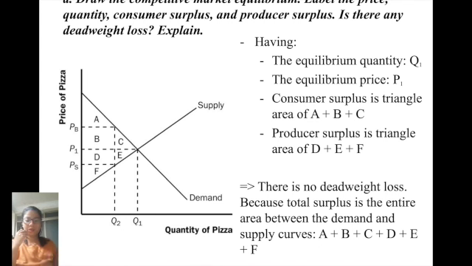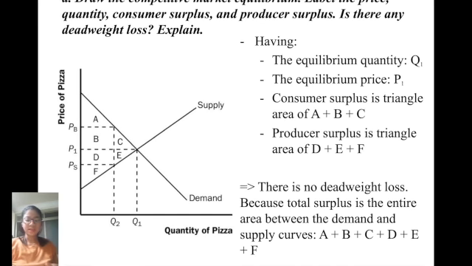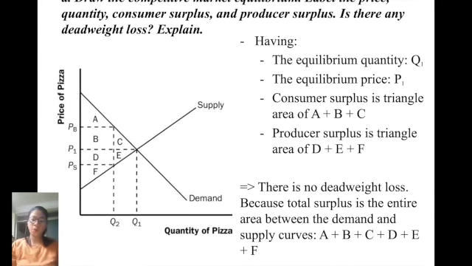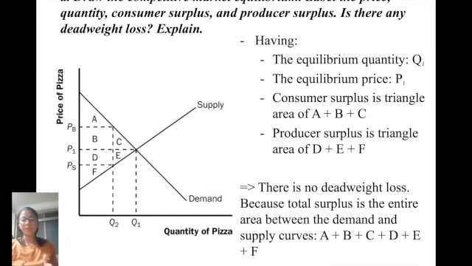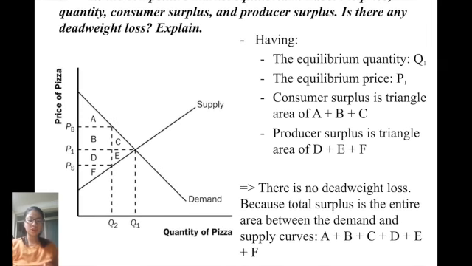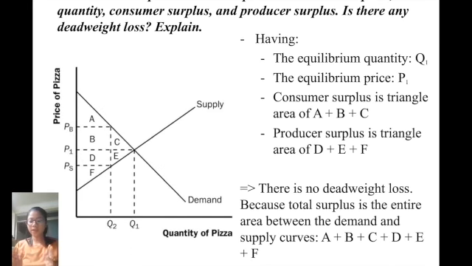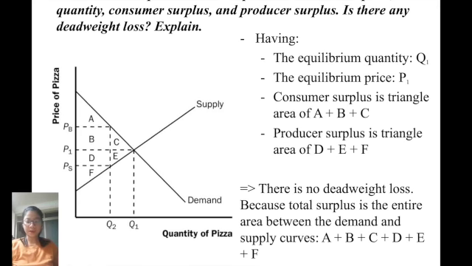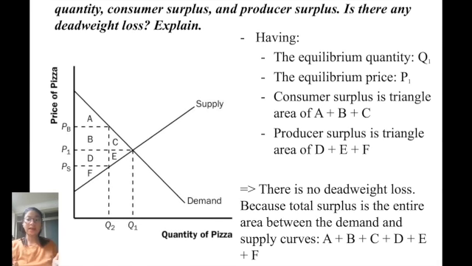Okay, now I will answer question 1 in the case and application of chapter 8. The market for pizza is characterized by a downward sloping demand curve and an upward sloping supply curve. In part A, it requests: draw a competitive market equilibrium, label the price and quantity, consumer surplus, and producer surplus. Is there any deadweight loss, and explain it?